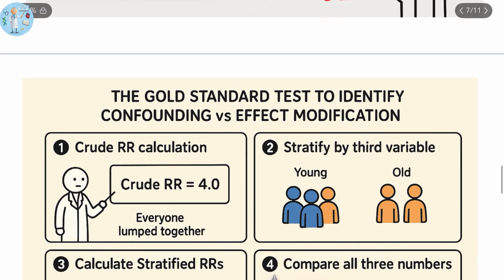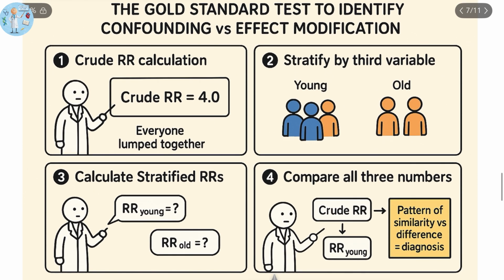This brings us to the simple gold standard test. You've mentioned stratification for both. So how do we use the numbers to tell for sure if we're looking at the liar or the clarifier? It all comes down to comparing 3 numbers. We use a metric called relative risk, or RR.